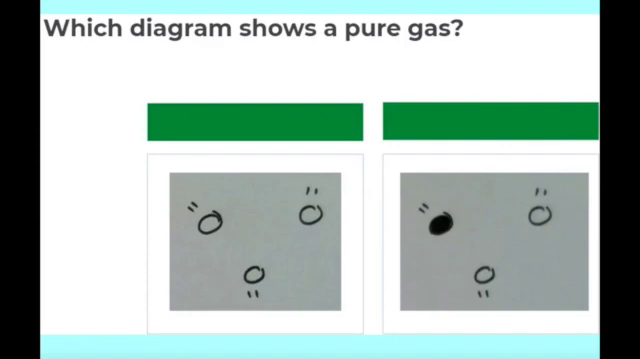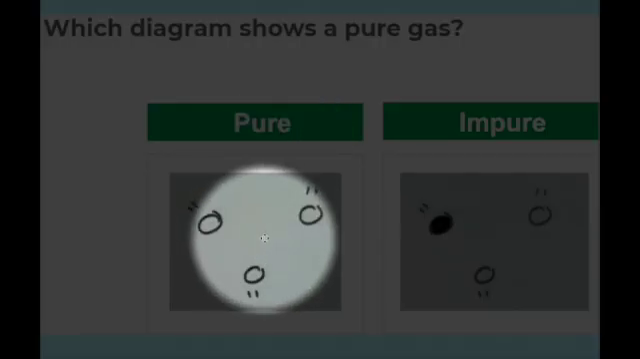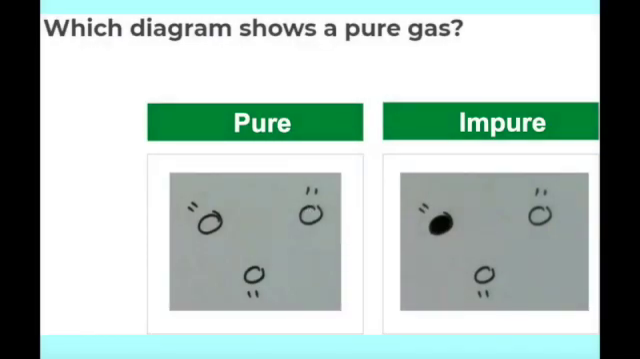Okay, which diagram shows a pure gas? Now we've got two gas particle diagrams, but which one is pure and which one's impure? This one's pure, this one's impure. This one is pure. There we go. This one's pure because it only has one type of particle. This one is impure because there are two types of particles, and we can see that because one of them is coloured in. So we've got two different colours. It's just a diagram that shows us that that particle is different to the black particle is different to the empty particles. Okay, it's been coloured in, so we know they are different.